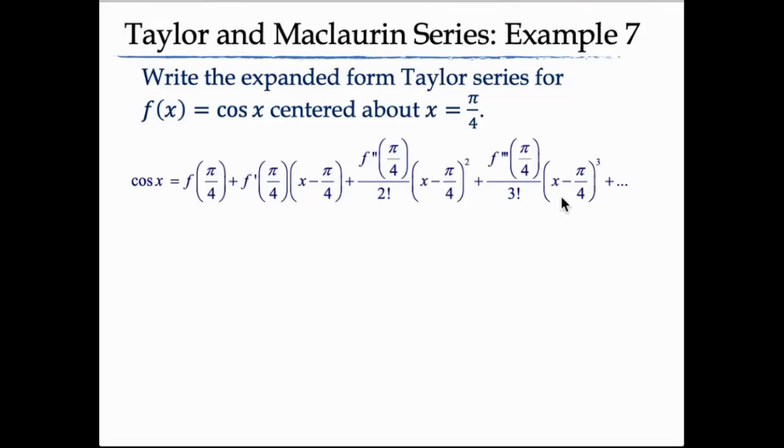So the x minus the center is part of our polynomial. And then we have to evaluate all of our derivatives at pi over 4. So we have to evaluate our original function, cosine of pi over 4, which everyone should know is radical 2 over 2, plus its derivative. Cosine's derivative is negative sine. So negative sine of pi over 4, right? So think about that. Negative sine of pi over 4 is negative radical 2 over 2.